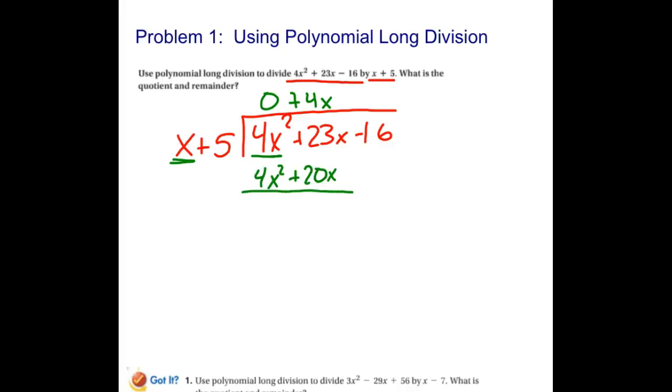Now don't forget, when you subtract, to distribute that negative through. That's the biggest mistake that kids make. Distribute it through, and we get 0 plus 3x. Okay, pause the video here and see if you can finish this problem on your own.